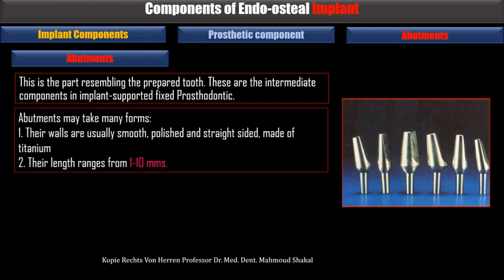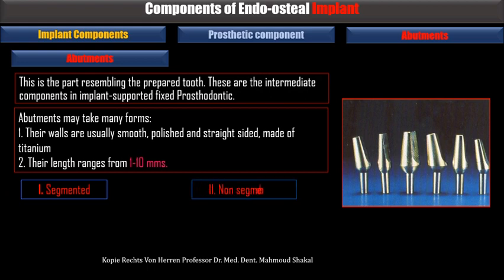Abutment may take many forms. The walls are usually smooth, polished, straight-sided, made of titanium. The lengths range from 1 to 10 millimeters. They could be of one of two types, segmented and non-segmented. From the name, you can understand how it looks like. Segmented means it comes in different parts that need to be assembled. Non-segmented means it comes in one part.